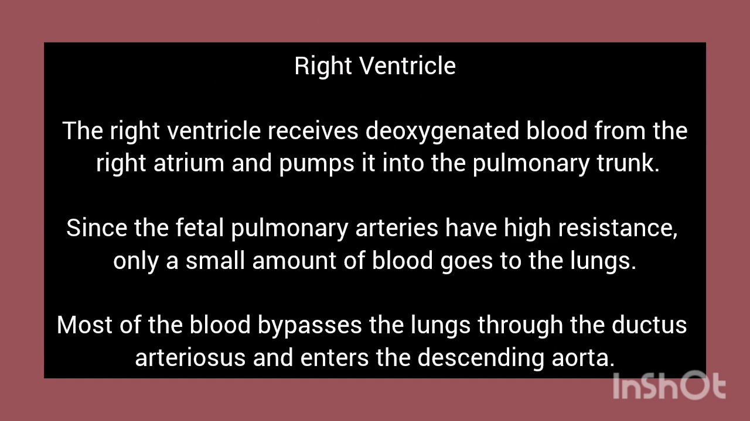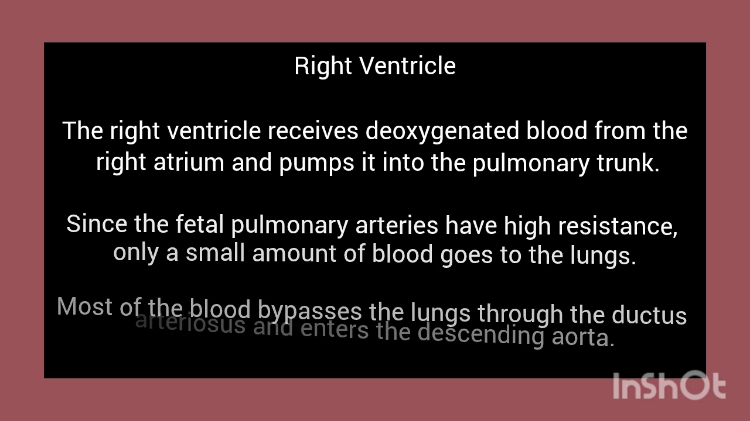Right ventricle. The right ventricle receives deoxygenated blood from the right atrium and pumps it into the pulmonary trunk. Since the fetal pulmonary arteries have high resistance, only a small amount of blood goes to the lungs. Most of the blood bypasses the lungs through the ductus arteriosus and enters the descending aorta.